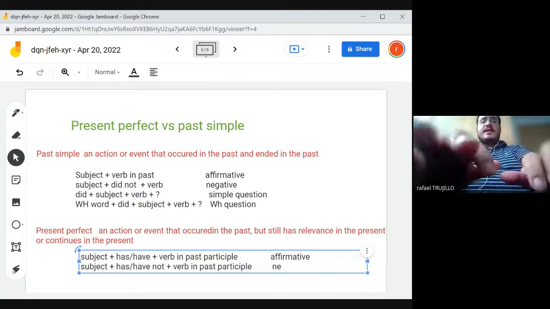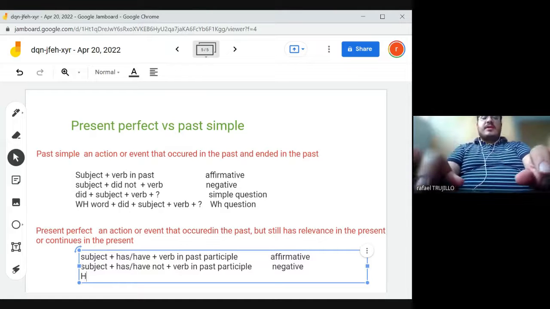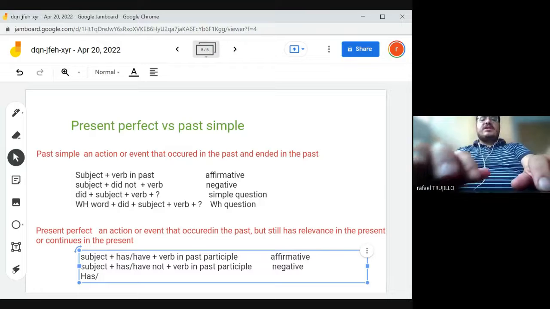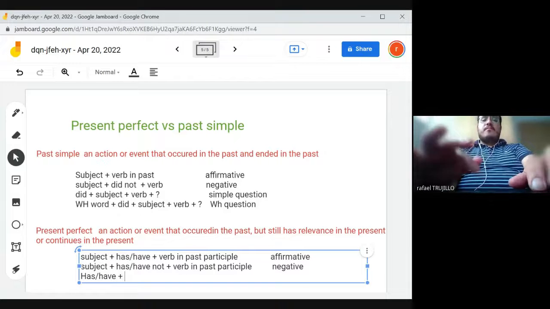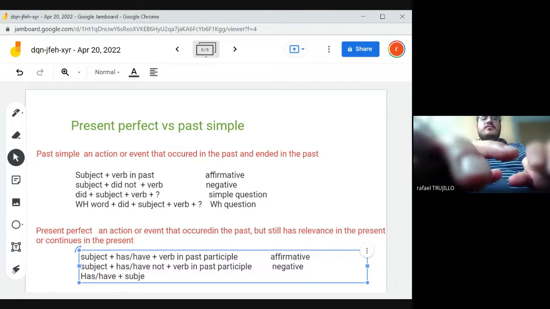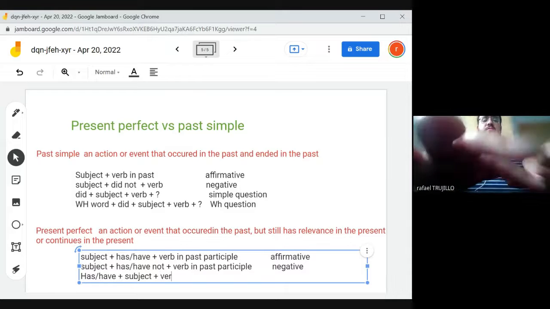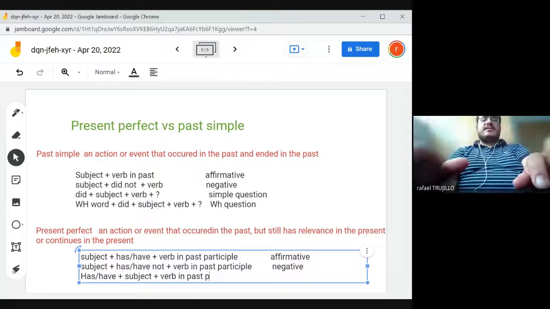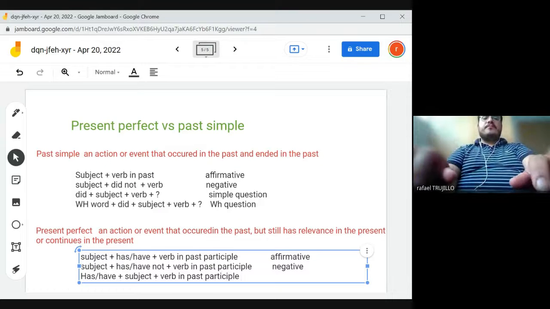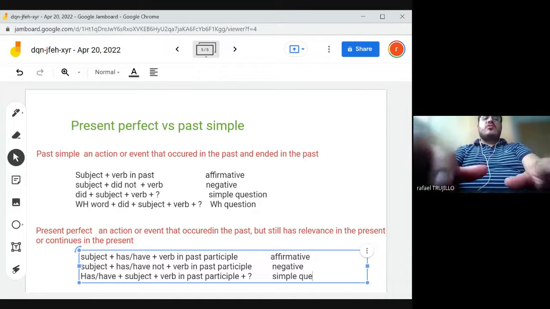Then we have the simple question: has/have plus subject plus verb in past participle plus question mark, for the simple question.